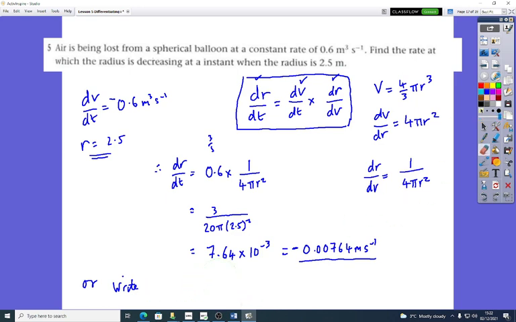Personally, I will just leave it as I told you above, but if you want to write it in words, you could write the rate of radius is decreasing at 0.00764 meters per second, as a positive. Okay.